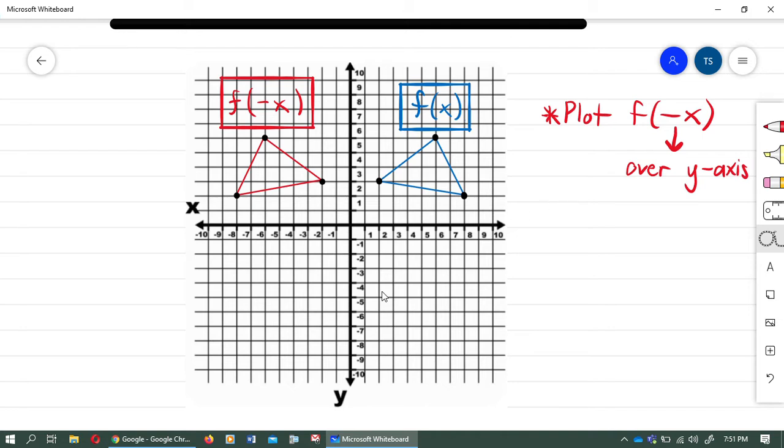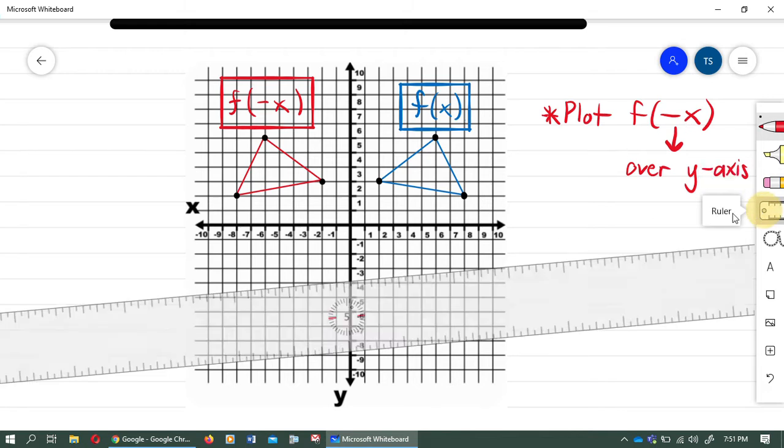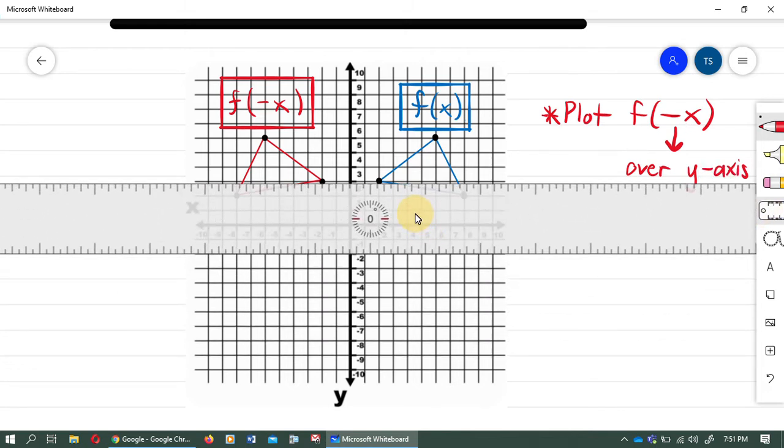So again, guys, that was a perfect reflection over the y-axis. We started off with just f of x, and we did that transformation with f of negative x, which was a reflection over the y-axis. Remember that when you're doing a reflection, the pre-image and the image should be the exact same distance away from the line of reflection.